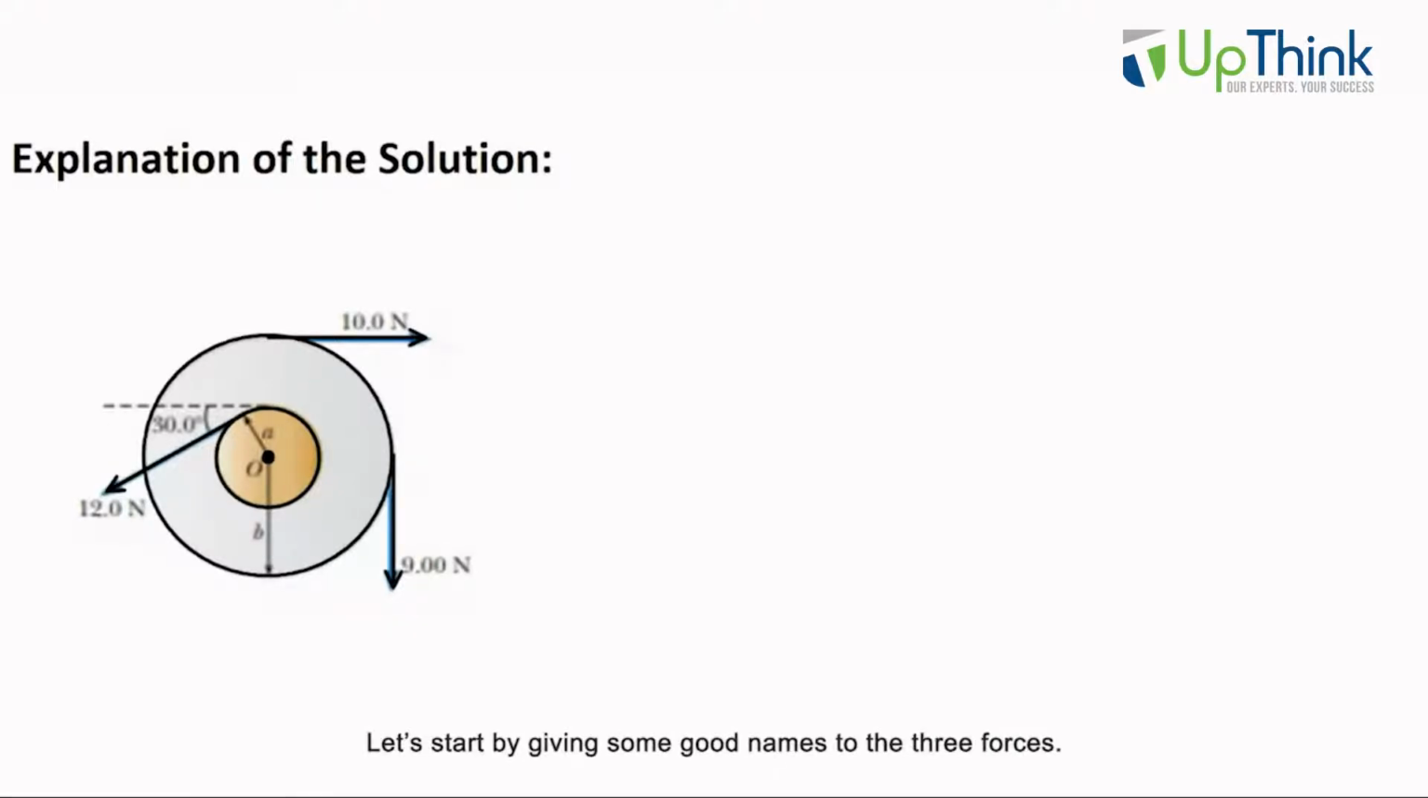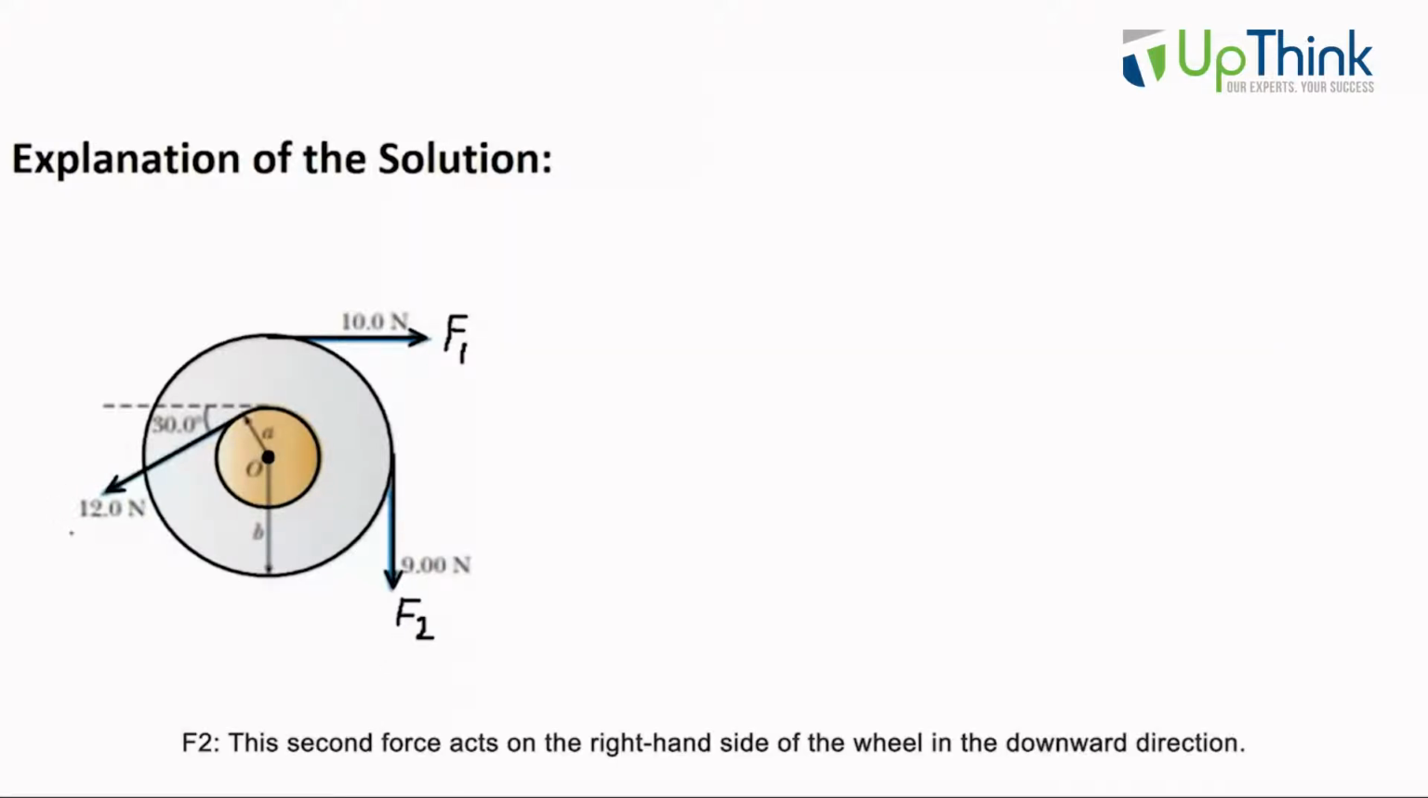Let's start by giving some good names to the three forces. F1. This is the first force and acts at the top of the wheel directing towards right. This force is tangent to the wheel or to the circumference of the outer circle. F2. This second force acts on the right-hand side of the wheel in the downward direction. This force is also tangent to the wheel or to the circumference of the outer circle. F3. This third force acts as a tangent on the left-hand side of the inner circle. F3 makes an angle of 30 degrees with the horizontal in a counterclockwise direction.